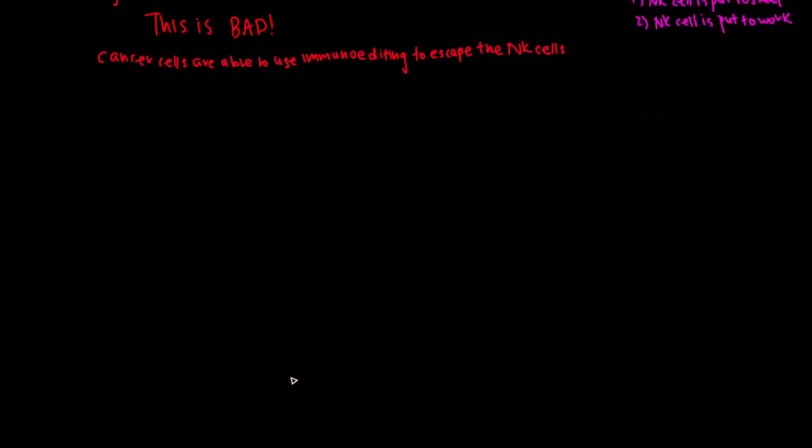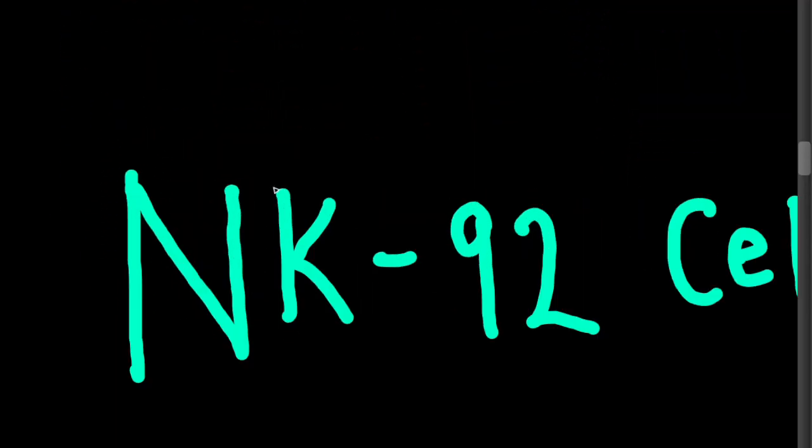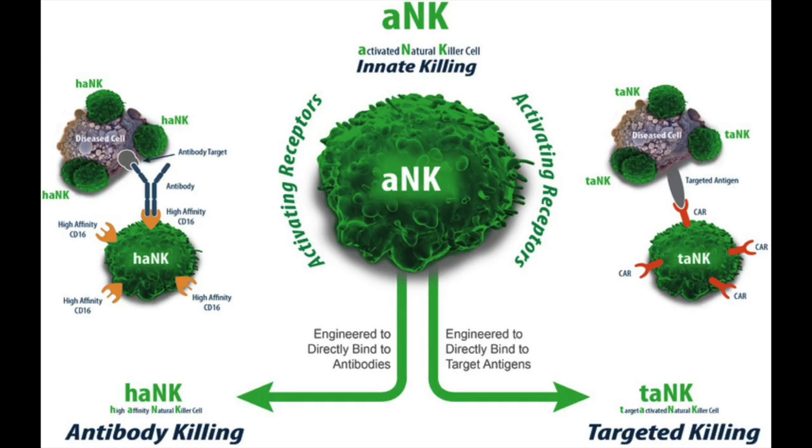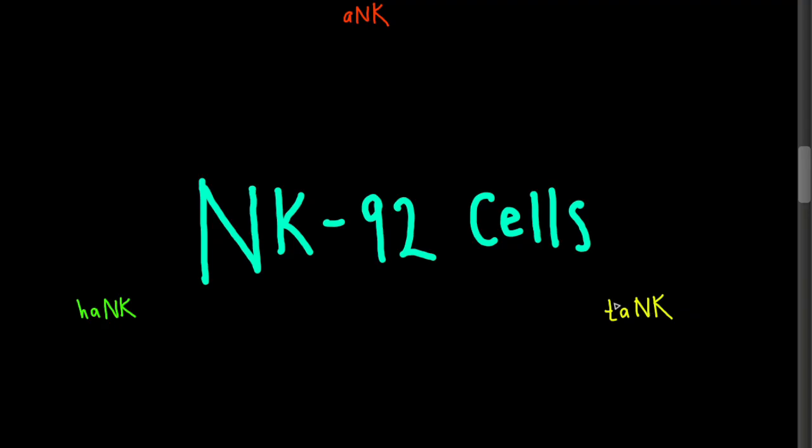Now I'm going to tell you guys about the new research behind natural killer cells called NK92 cells. First is the ANK cell, then is the HANK cell, and last it's the TANK cell. So scientists found a way to manipulate the natural killer cell in order to meet the needs of people with a severe form of cancer or some other viral disease. In other words, these manufactured natural killer cells are being used to fight cancer and viral diseases.